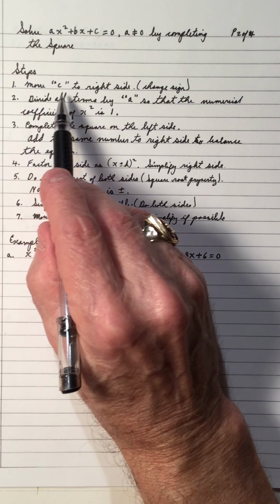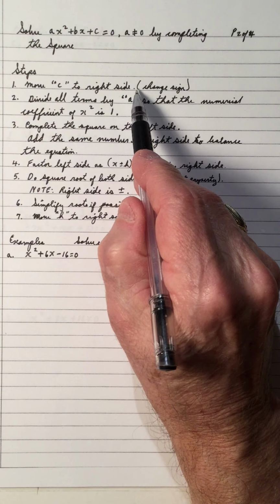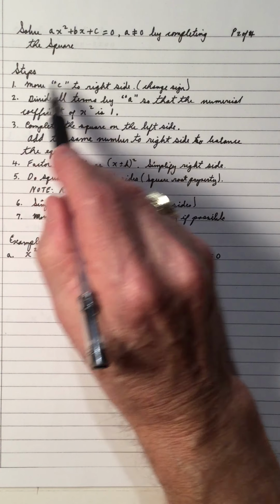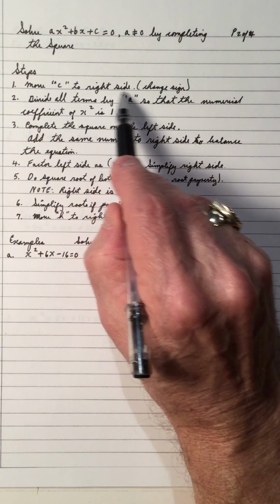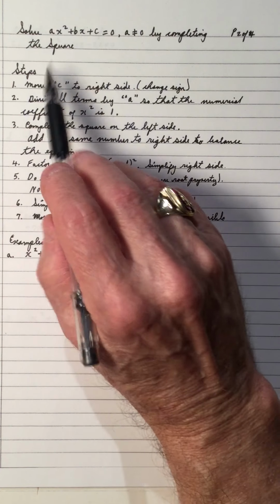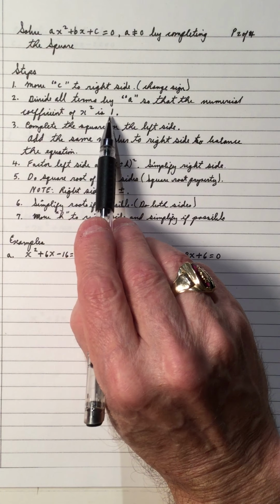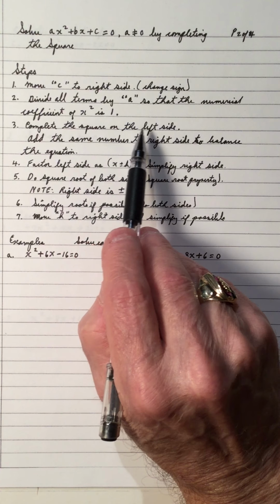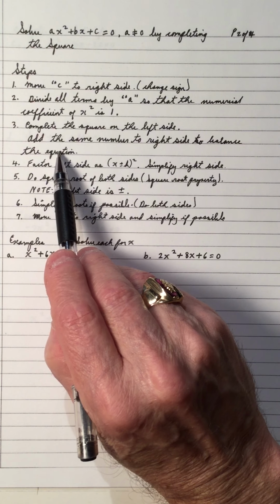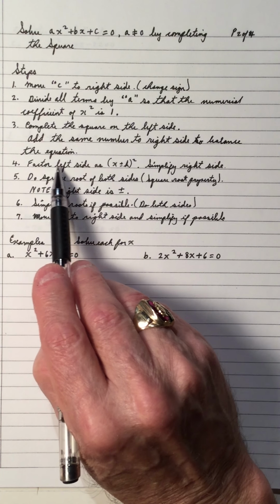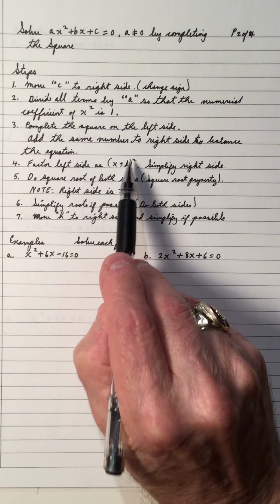We're going to follow these steps that I will do in all my examples. Number 1: Move c, which will be a number, to the right and change signs. Number 2: Divide all terms by the a value so that the numerical coefficient of x squared is 1. Number 3: Complete the square on the left side and add the same number to the right side to balance the equation. Number 4: Factor the left side as bracket x plus or minus h squared.